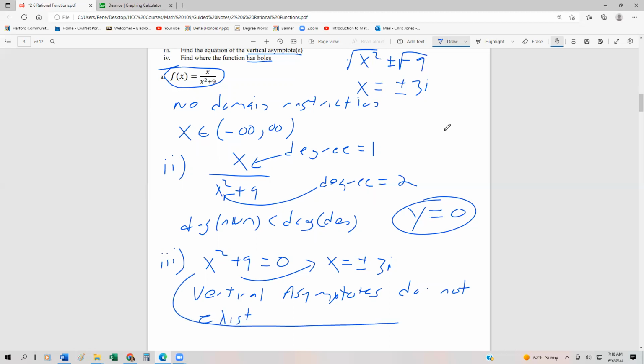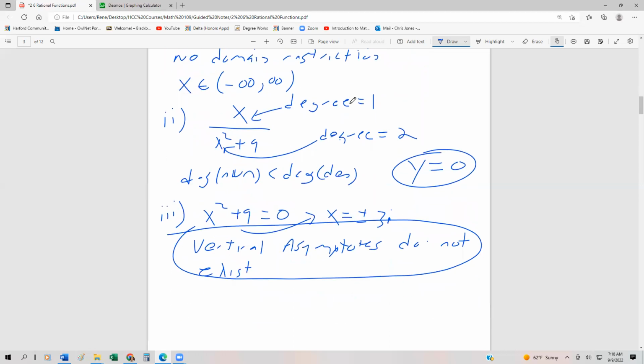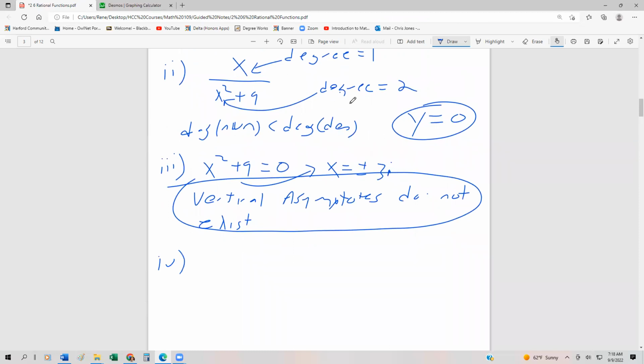And then finally, the last thing we're going to do is find the holes. To find the holes, we would just go through and try to factor the numerator and the denominator. So we would have x over x squared plus 9. Notice that these are both prime, meaning that they can't be factored. And so if there are no common factors, that means there are no holes.